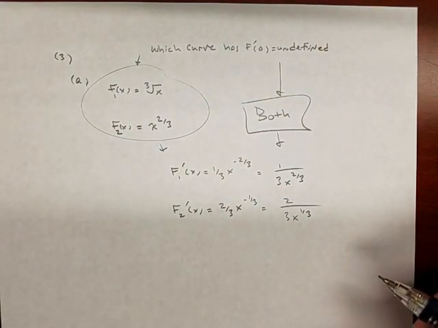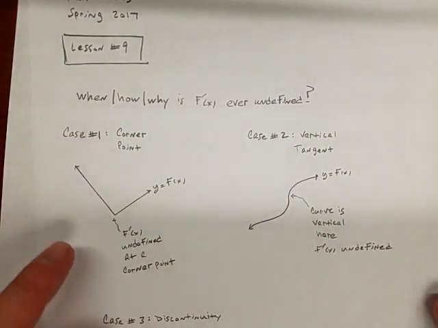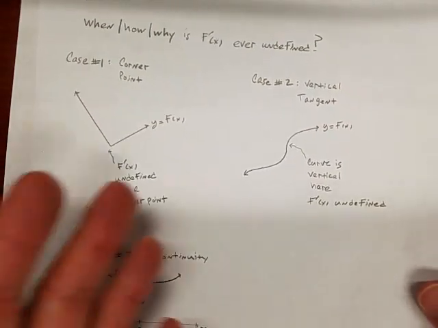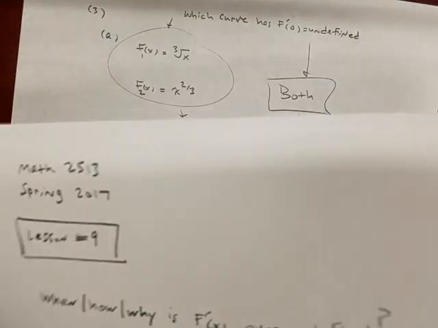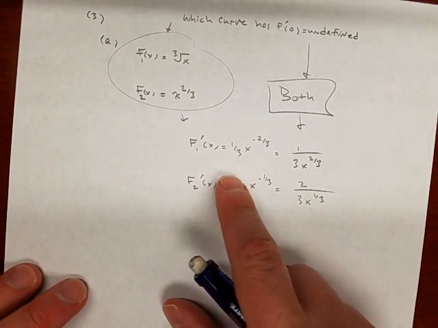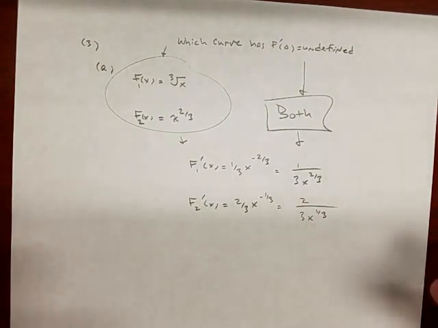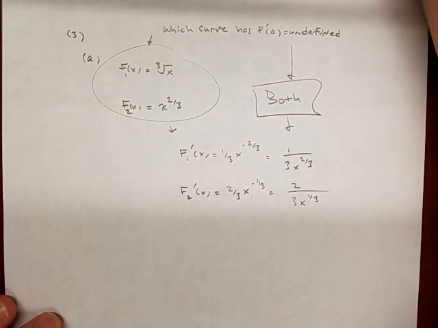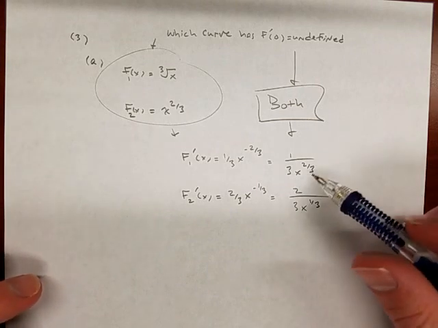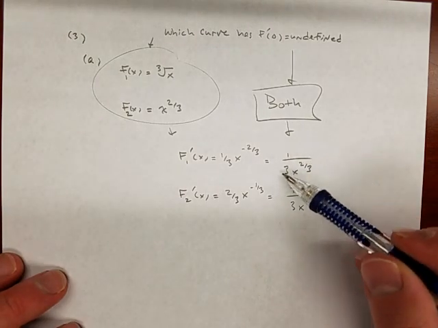Now, they both have f prime 0 undefined, but what could that mean? Corner point, the curve is vertical, it has a discontinuity. How do we tell which one of these it is? Well, in the lesson, it says if the derivative limit at 0 is infinity from either direction, then the slope of the curve there is vertical. So which one of these gives you infinity from both directions? And it's that one right there.